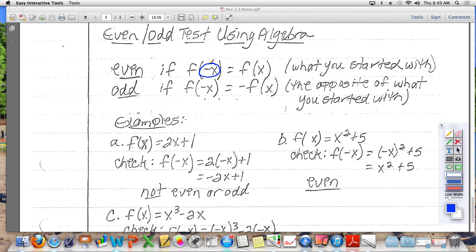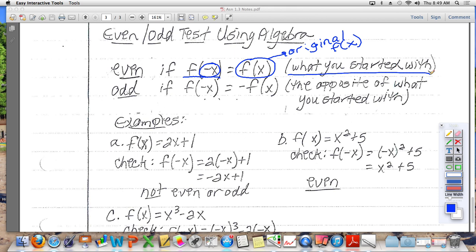So it says if f of negative x gets you, this right here means the original function. You may even want to make a note of that. It is the original f of x. And I wrote it out here too. You get what you started with. You get the original function back again when you replace the x with a negative x. It's even.